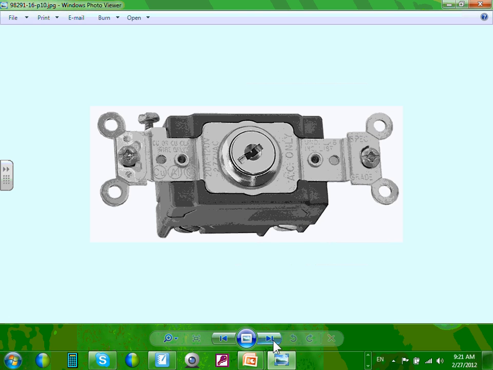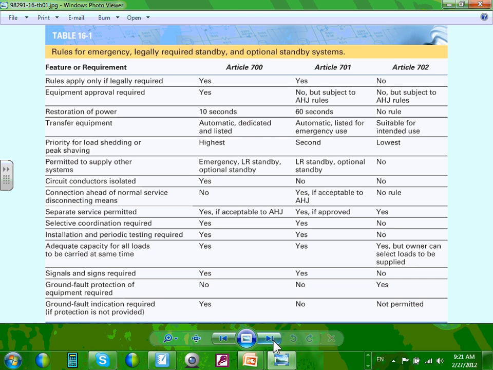A couple of relays and disconnect and switches. Okay, this is my favorite. This is really nice. Please, if you guys look at this one, this is really nice comparing the three systems that we have together.